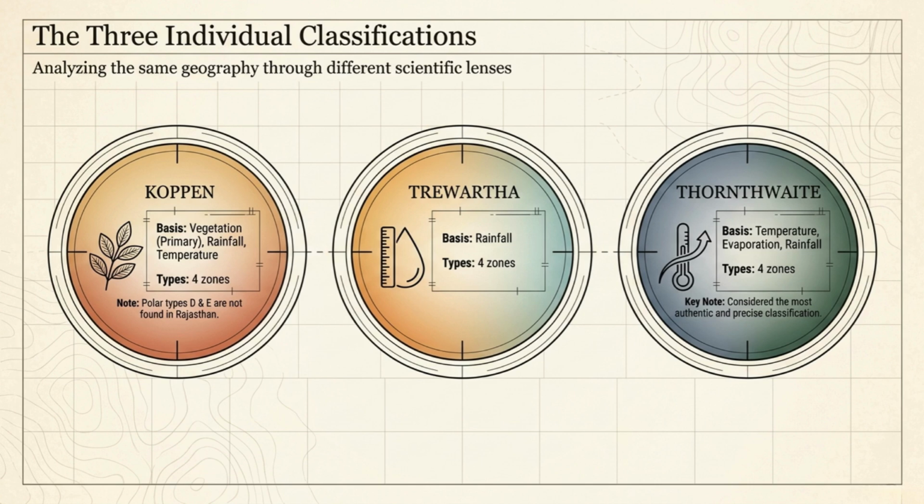Koppen's classification is primarily based on vegetation, along with rainfall and temperature. Trewartha simplifies this by focusing primarily on rainfall. Finally, we have Thornthwaite, whose model is based on temperature, evaporation, and rainfall, and is considered the most authentic and precise classification of the region.